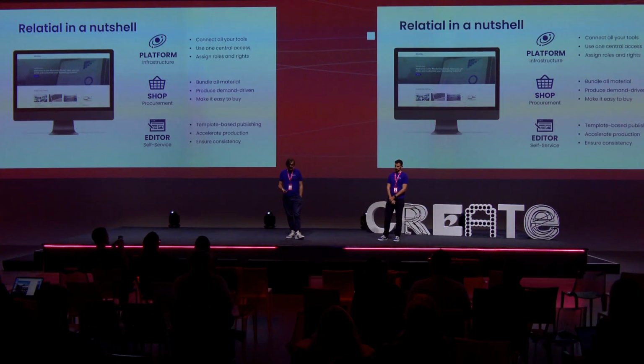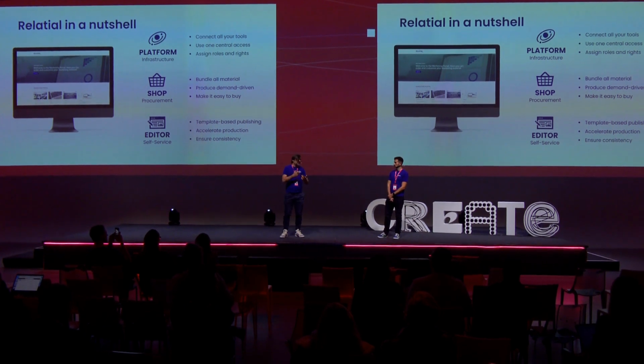When you're thinking about Relational, you can think in 3 layers. So we have this platform layer, that's layer 1, that manages APIs, apps, and users. The second layer is the shop layer. The shop layer is taking care of managing products and workflows. And the third layer is the editor layer that manages customizations thanks to Chili.